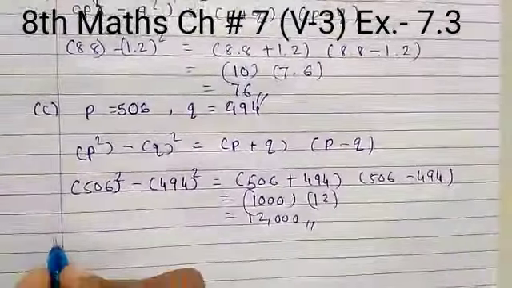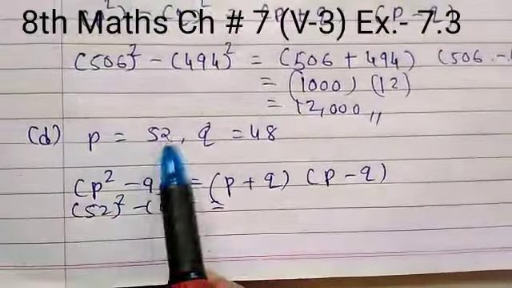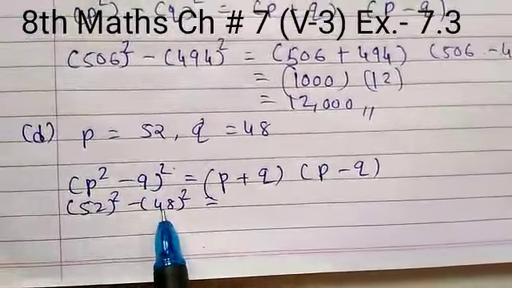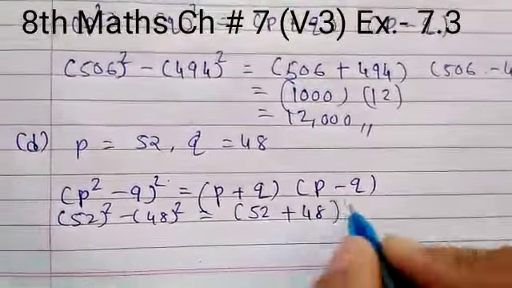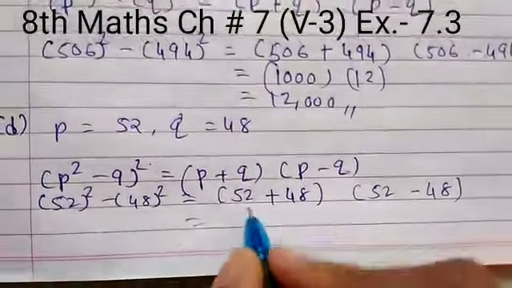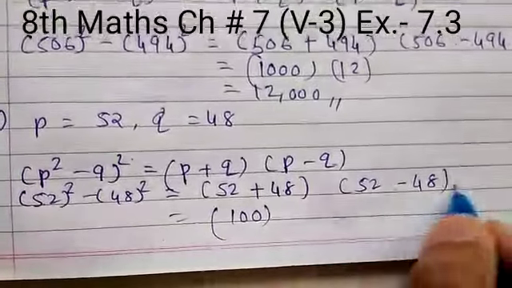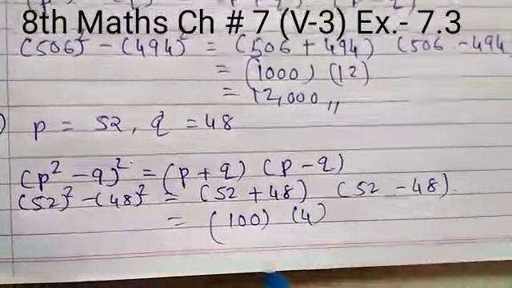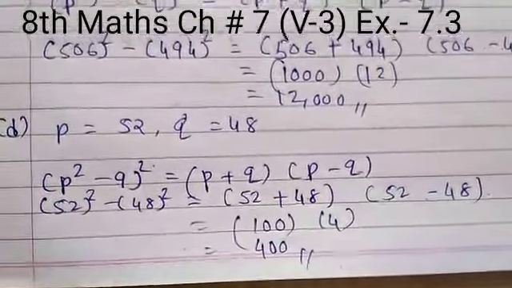Okay. And the last sum, p² − q². So p is given 52, q is given 48. So here we become 52 + 48 and p − q means 52 − 48. If we are doing 52 + 48 is equal to what? 100, and 52 − 48 is equal to 4, right? So 100 into 4 is equal to 400. That is our final answer.